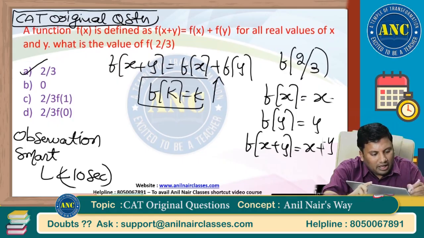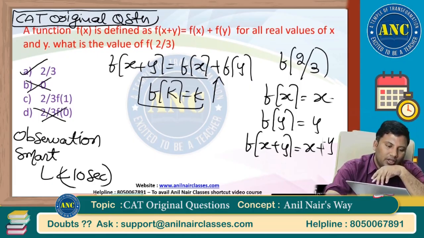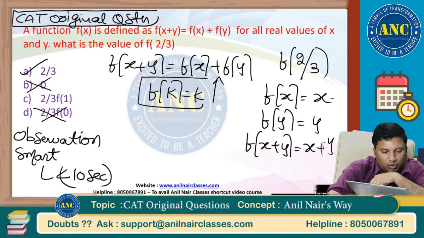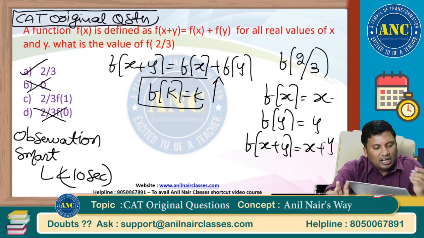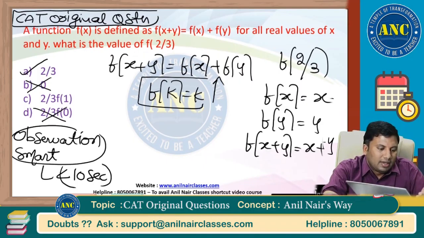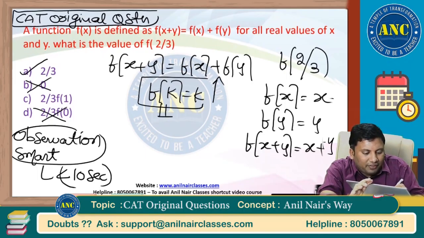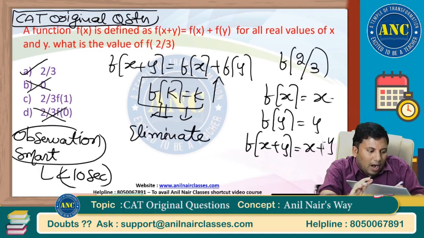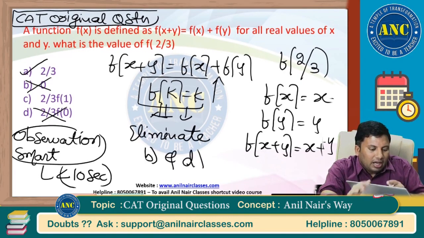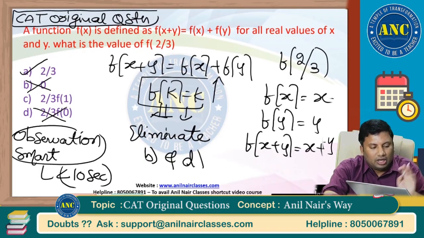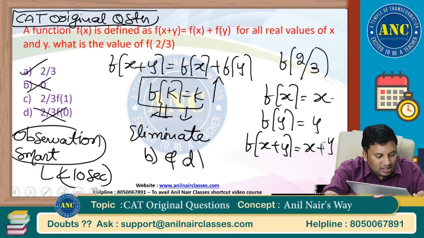F of 0 will become 0. It is not possible. This is also not possible. Are you all with me? F of k equivalent to k will satisfy the question. F of 2 by 3 will satisfy. F of 1 is 1. First option and third option. Just through smart observation, B and D are out. Can I also say that f of k equivalent to k has helped me eliminate option B and option D? F of 2 by 3 equivalent to 0 is not satisfying. F of 0 will become 0. It is not satisfying. B and D are out.